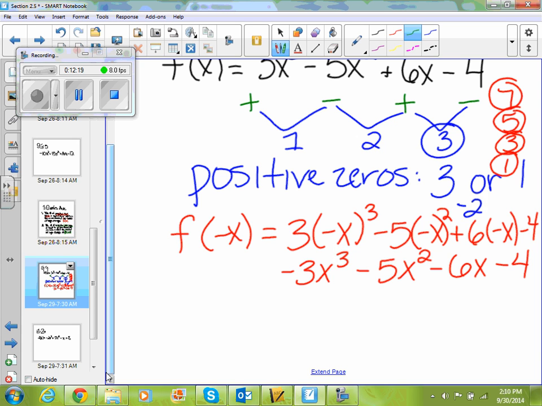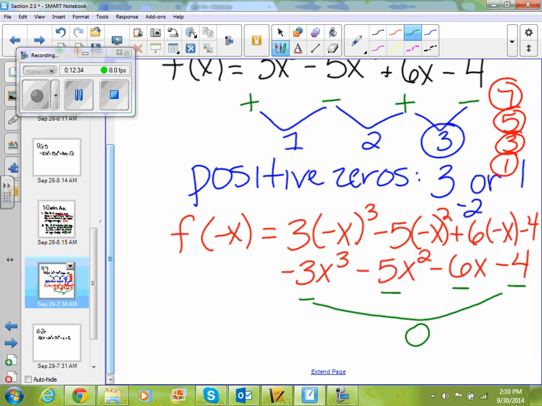So then if I look for my sign changes, this term is negative, this term is negative, this term is negative, and the last one's negative. Since they're all negative, I have 0 sign changes from the first one to the last one.